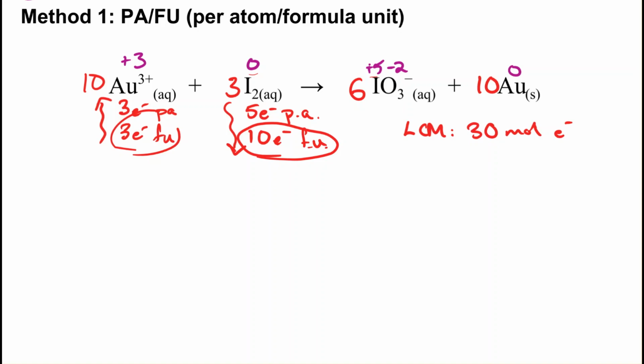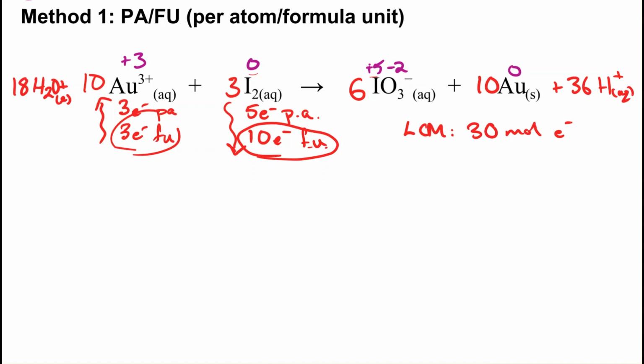Let's balance the oxygens and the hydrogens. 6 times 3 is 18 oxygens. So I need 18 oxygens. 2 times 18 is 36 hydrogens. There's 36 hydrogens on the left-hand side. I don't see any on the right-hand side, so I got to add 36 hydrogen ions. Perfect. We should be balanced.